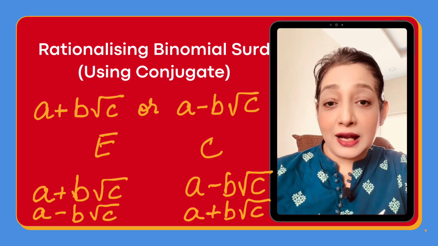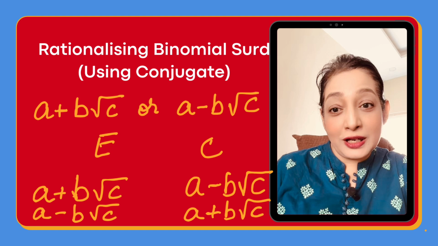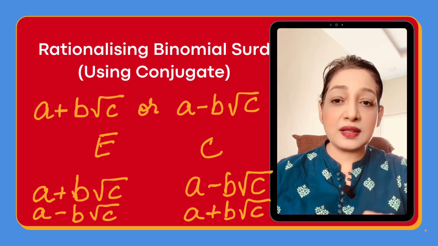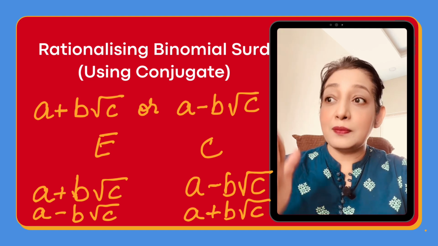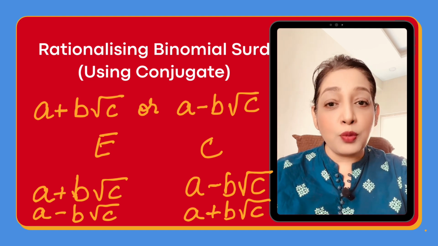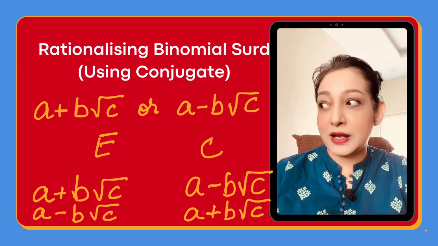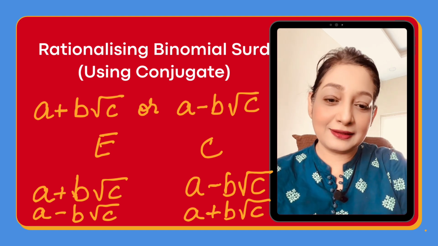Now, how to rationalize binomial surds using the conjugate? When the denominator is like what is showing on the screen, then I will multiply and divide both by its conjugate. The expressions and their conjugates are showing on the screen.